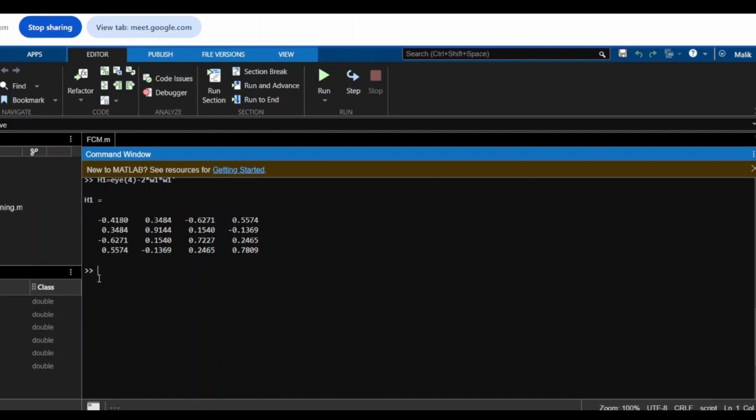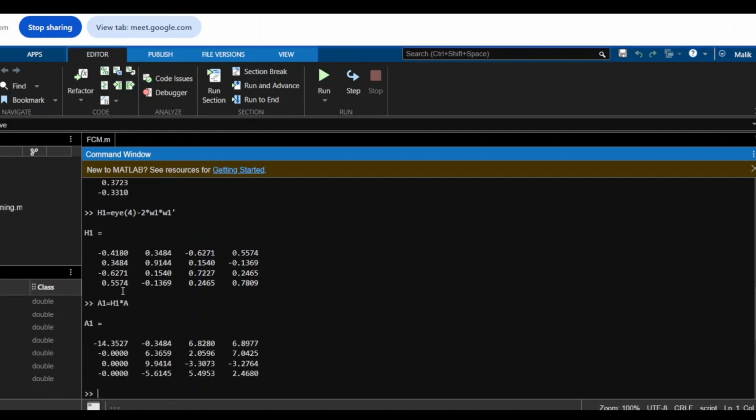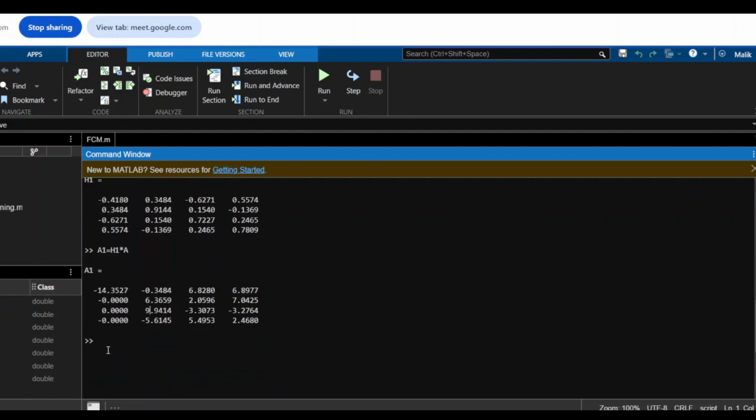Now first we will form A1. So A1 will be H1 into A. Now, as I said, in A1 you have this 0, this 0, this 0. Only the first entry is there. Here in the second row, again your purpose is that this entry should be there and the lower entries should be 0. So that is why we again follow this procedure.